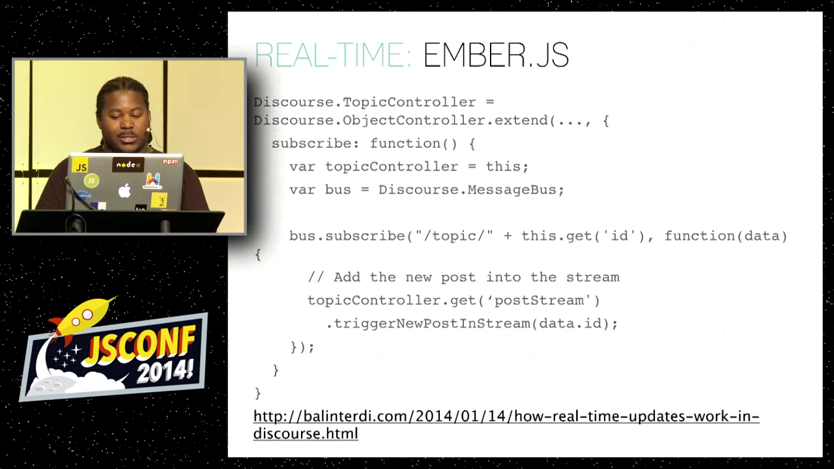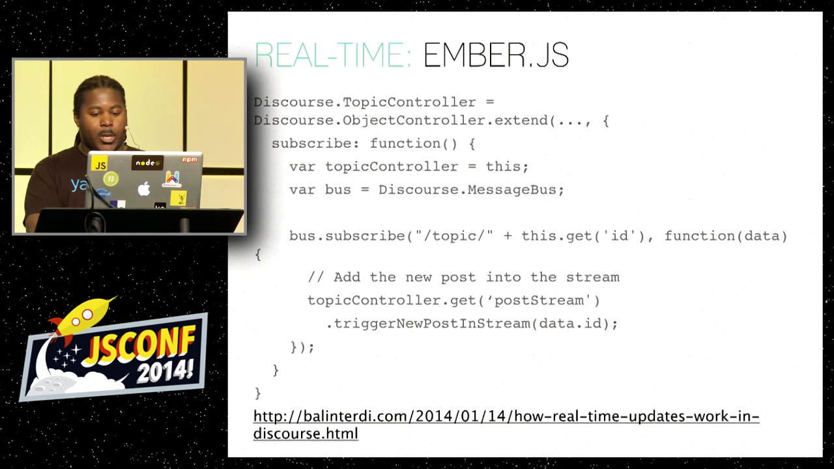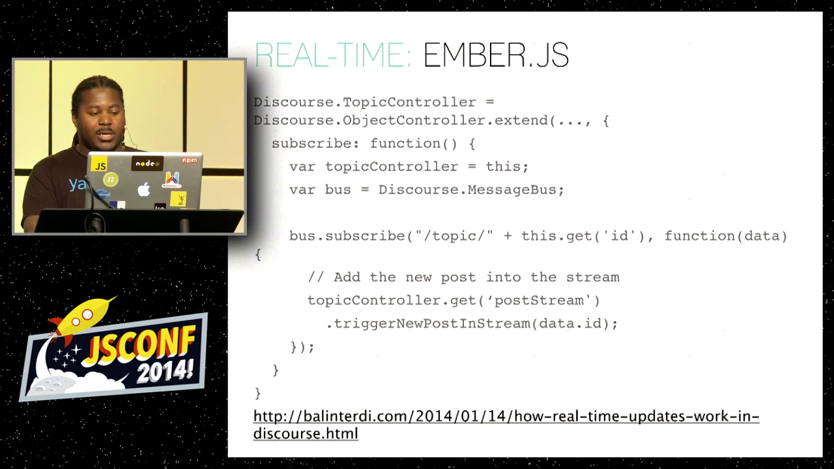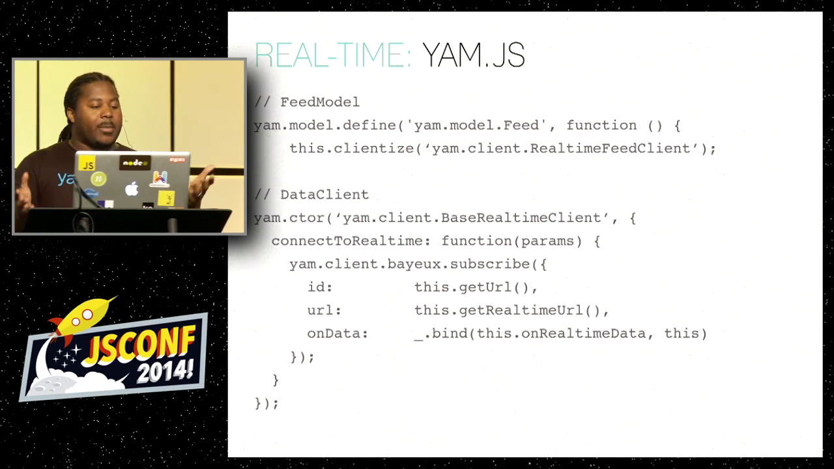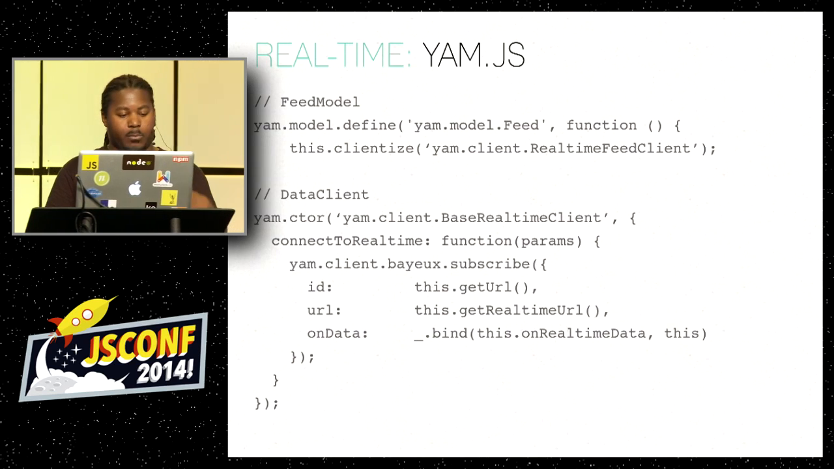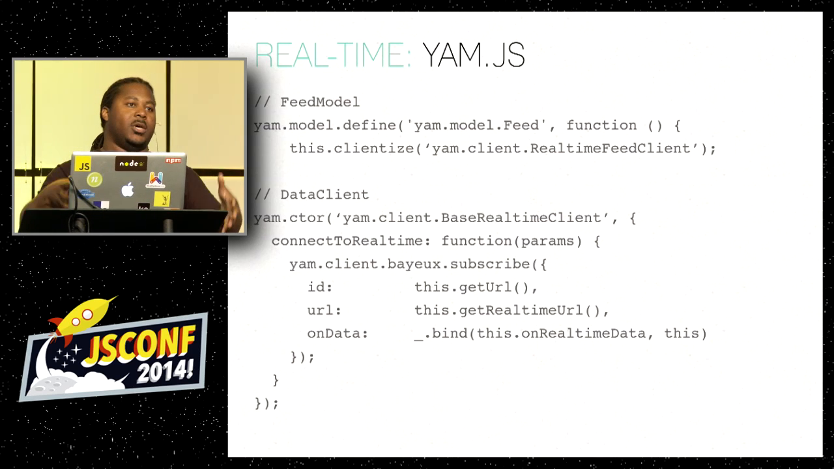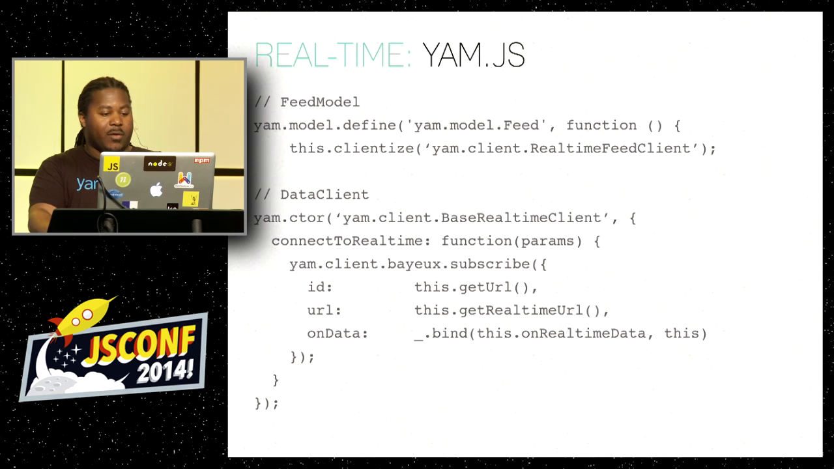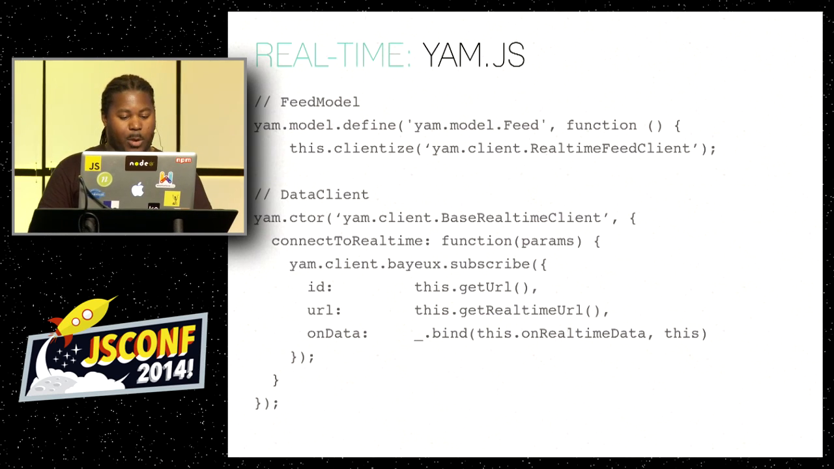So I was surprised that these things look pretty similar, but they're still pretty explicit. They're still not encapsulated well. And so this, I think, is an interesting place to look at Yammer again. We didn't talk about how Yammer models are created, but it kind of looks like this. You just define a new model. In this case, we're making a feed, which is that list of threaded conversations. And we're associating it with a real-time feed client, appropriately named.